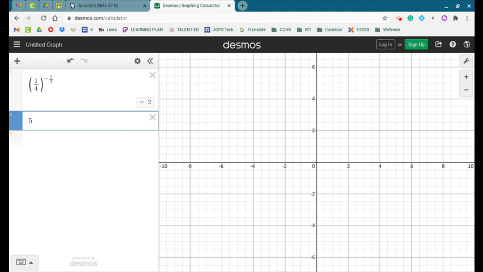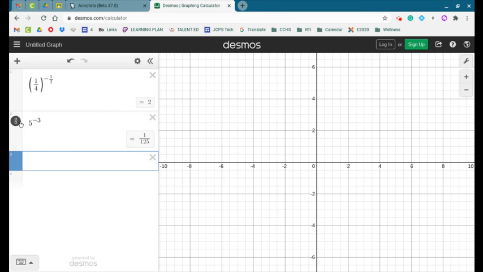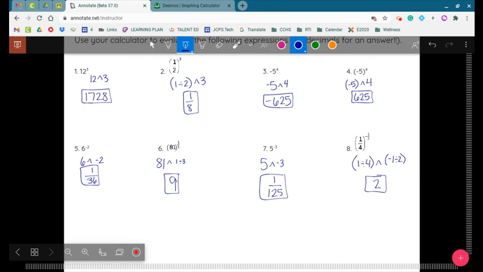So if we did 5, and then just do your caret, which is if you hit Shift and then the 6 button, -3, that'll give you your answer. Now, if you want a fraction form, you just click this little button over on the side. It'll give it to you in fraction form. Okay, hopefully you guys can see what I'm doing. So this is how you would use Desmos if you don't have a graphing calculator at home. Let me know if you guys have any questions over the notes, and you guys can get started on your homework for today.